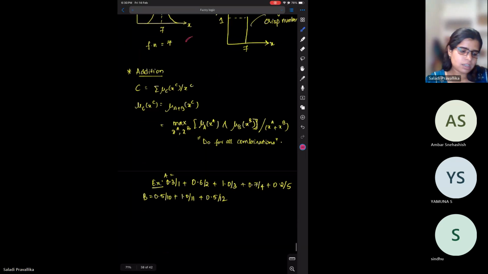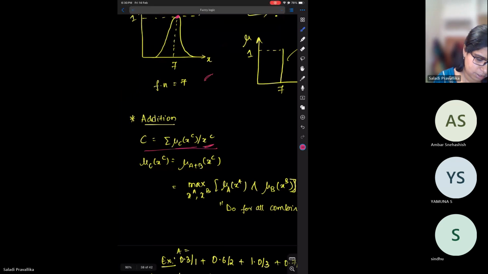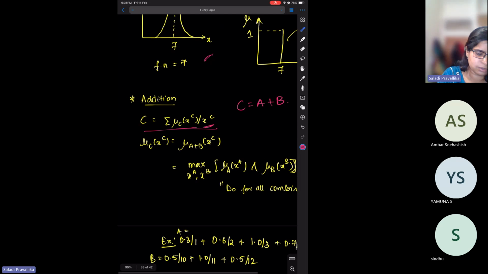So addition. Let us consider another fuzzy set C, where we are taking the addition of A and B. The representation is similar to any other fuzzy set: we have the membership value and then the corresponding x value. C is nothing but A plus B. Now we'll write the membership value as nu of A plus B.